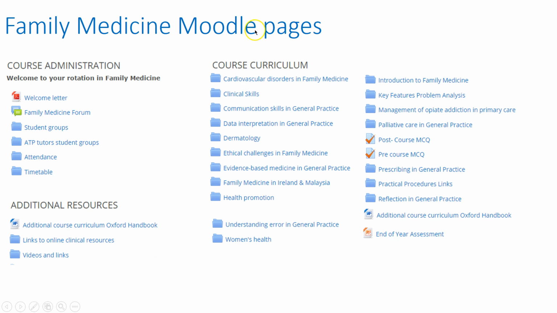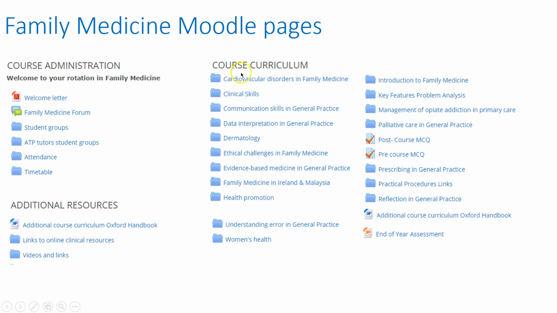Let's look at the family medicine Moodle pages. There's a course administration section to begin with. This has a very important welcome letter. Please read this. We also have the Family Medicine Forum, which is an important communication between faculty and students. I know we have WhatsApp and email, but this is actually quite a useful forum. And then there's a list of student groups, attendance timetables, and so forth.